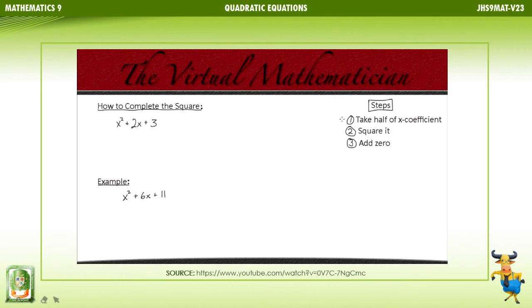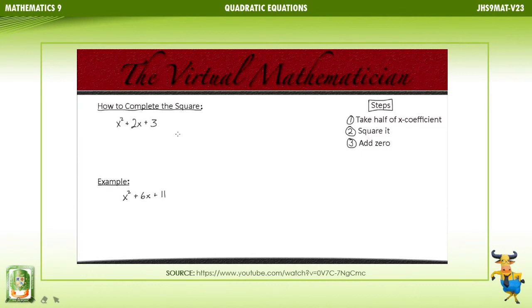Step 1 says, look at the x term and take half of its coefficient. Step 2 says square that number, and step 3 says add 0, and you'll see what I mean by that in a minute. Before we jump into things, let's talk about what the goal is for completing the square. What we're going to want to do is take this polynomial and break it down into a perfect square plus a constant.